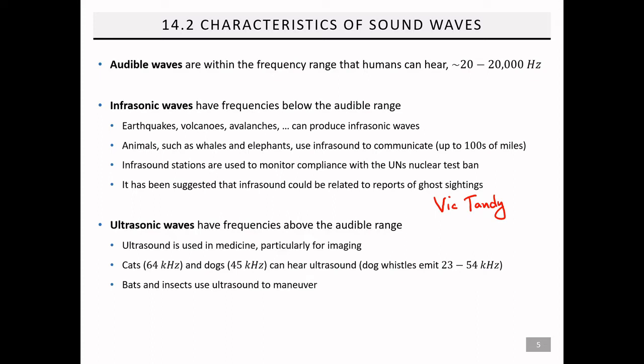Cats can hear sounds up to 64,000 hertz, dogs 45,000. Dog whistles emit sounds between 23 and 54,000 hertz. That's why dogs can hear them, but we cannot. It's above our range of hearing. And also, if you have a cat and he's kind of jumpy out of nowhere, maybe this is why. Maybe because he can hear things that you can't.